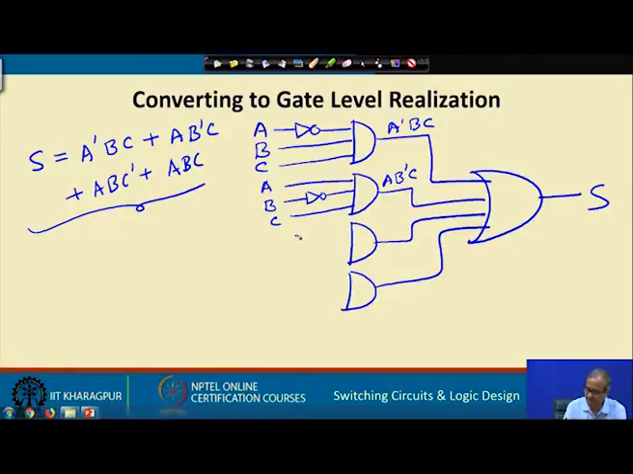Then A B C bar, I have A, I have B, then of course, there will be NOT gate here, there will be C bar. This will be A B C bar, and last one will be A B C, no need of any NOT gates here, just connect A B C.